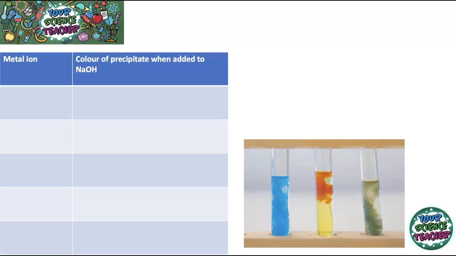So we need to know some different colours of precipitates for different metal ions. The first one is aluminium, which is a 3 plus ion, and aluminium, actually calcium and magnesium, these all produce white precipitates. Now you might say, well, then how do you identify them? And that's a good question. So the difference is that when you add sodium hydroxide in excess, the white precipitate will dissolve for aluminium.